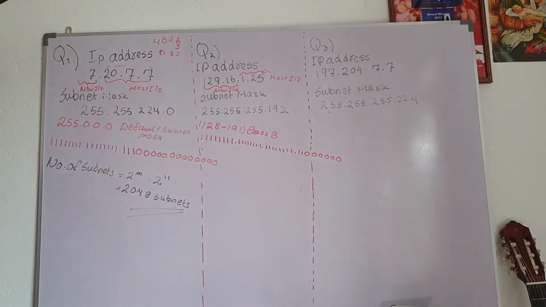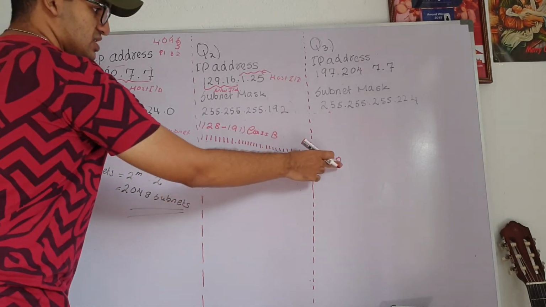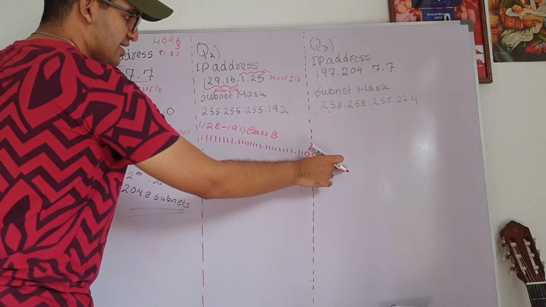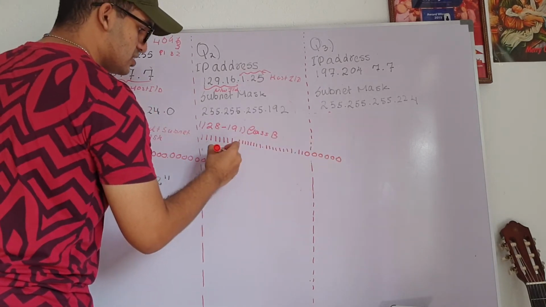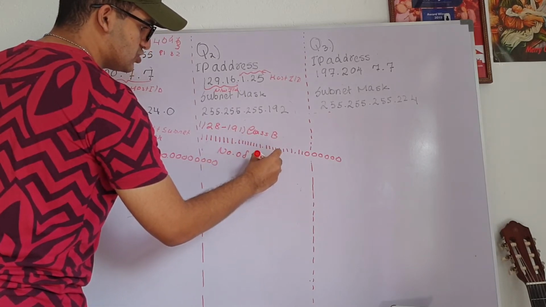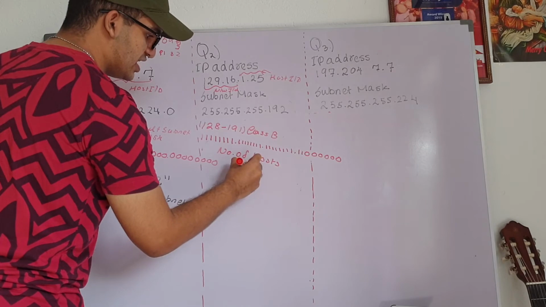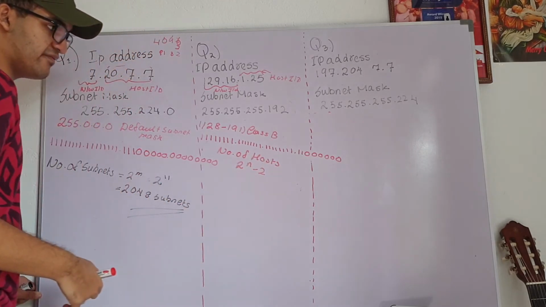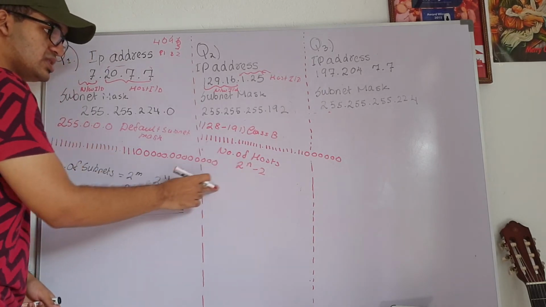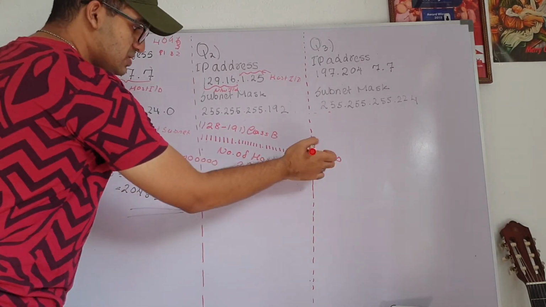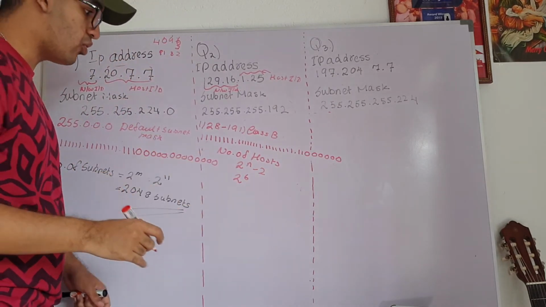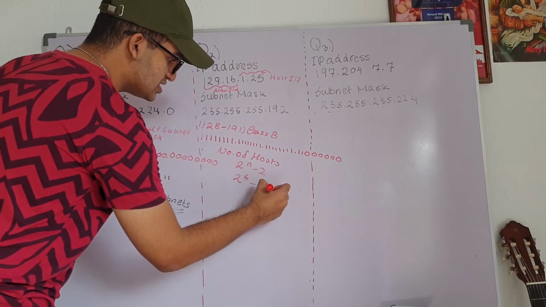Now that we know this, we are going to find the number of subnets or the number of hosts. Let's find the number of hosts. There are 6 zeros. The number of hosts is going to be 2 to the power n minus 2. N is the number of zeros, or the total number of host bits available. So there are 6 host bits. So we're going to put 2 to the power 6. 2 to the power 6 is going to be 64. 64 minus 2 is going to be 60 hosts.